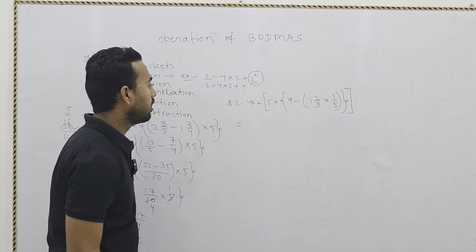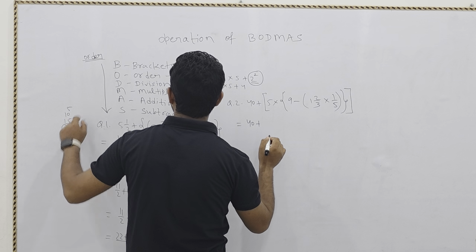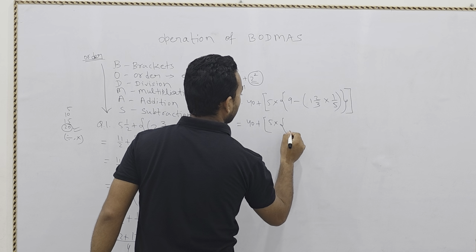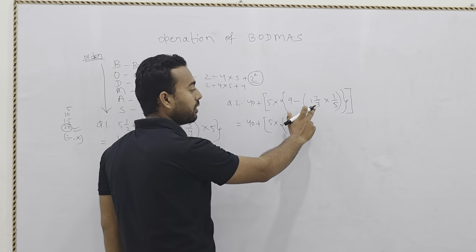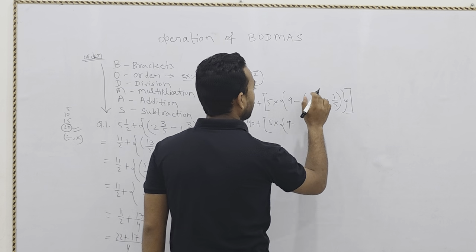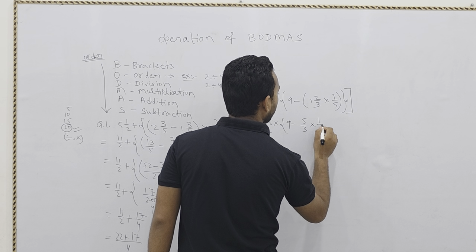Now you will see here how we will solve this question. First we will solve this bracket portion. So under bracket what is written here? 9 minus, here it is written in mixed fraction. First we will convert this into a fraction. So 3 times 1 is 3, 3 plus 2 is 5. So 5 by 3 multiplied by 1 by 5.